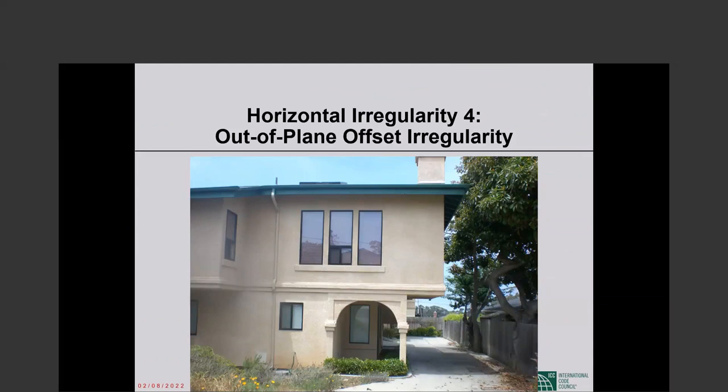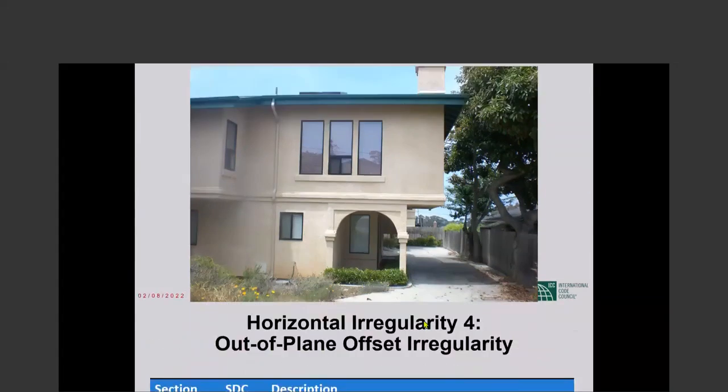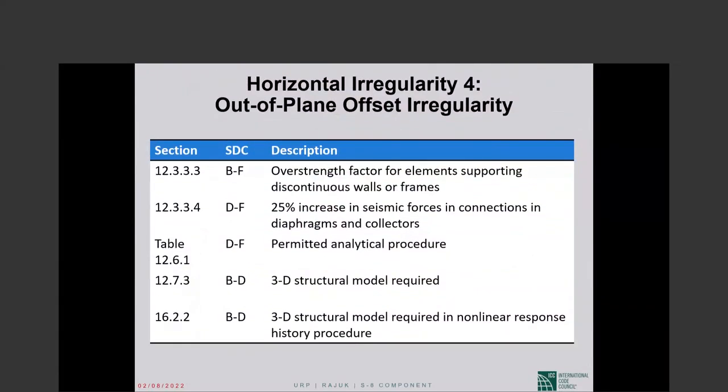This is a nice looking building where you have a very significant offset of the seismic force resisting system. This wall was coming down, and I don't even know where it is continuing along this line. So there is discontinuity in that shear wall.